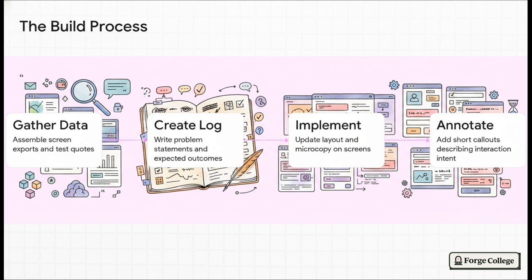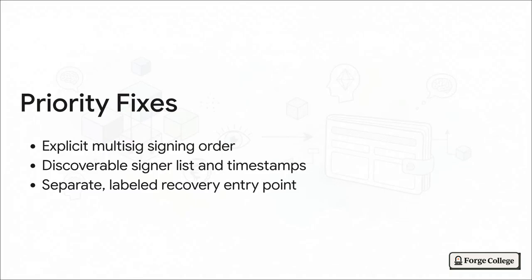Step 1, gather your evidence. Step 2, create a lightweight changelog. Step 3, implement those changes. And Step 4, annotate your screens. It's all about short, incredibly efficient loops. So, what are we actually building in those 90 minutes? Well, we have 3 priority fixes.